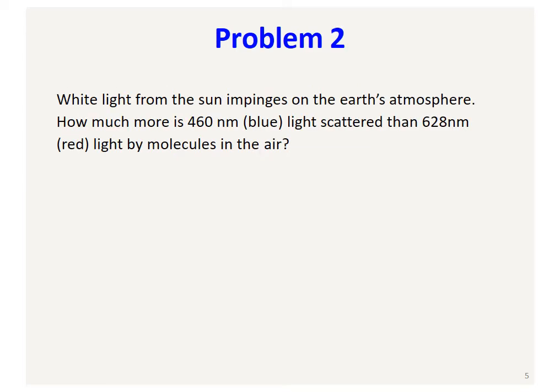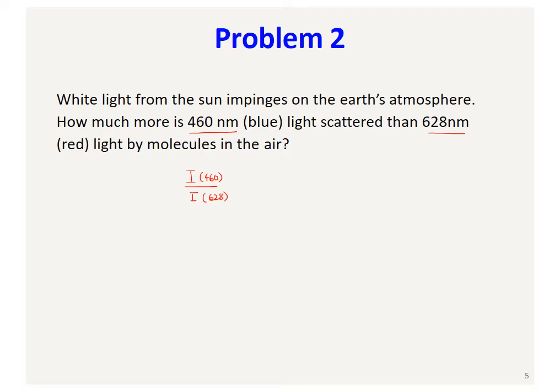This problem's a bit more connotative. We've got white light arriving on the atmosphere. I want you to consider two wavelengths, 460 nanometers and 628 nanometers. And I want you to work out what's the ratio of the amount of light of 460 nanometer wavelength from the sun scattered compared to the amount of light scattered from the wavelength of 628 nanometers.